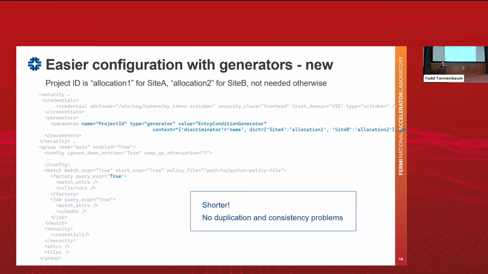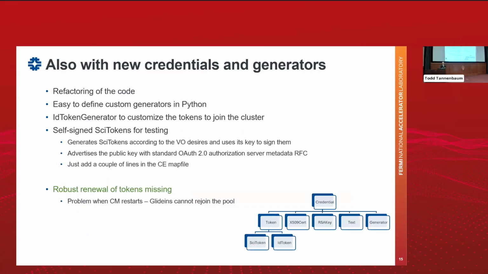Now we can use a generator. So in the attribute, you just put a dictionary. We'll say on site A, use this allocation, site B, this other. By default, you don't need the allocation. This makes the configuration much shorter and reduces the problem of keeping consistency and duplication. So we really encourage operators that are using GlideinWMS to switch to the new development 3.11 version so that they can use these features.